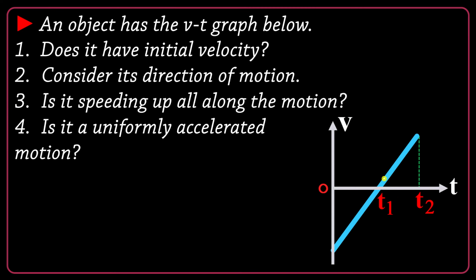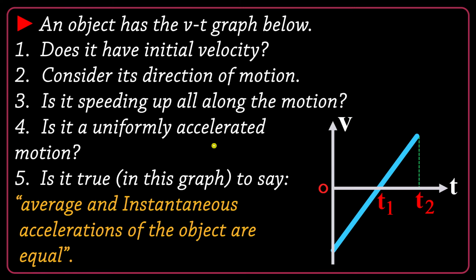Question 4. Is it a uniformly accelerated motion? Yes. Uniformly accelerated motion is another name for constant acceleration. Because the velocity time graph is a line, yes, acceleration is constant. So in other words, we can say it's uniformly accelerated. Is it true in this graph to say average and instantaneous accelerations of the object are equal? Yes, it is. Because the acceleration is constant. Constant because the velocity time graph is a line. So instantaneous and average acceleration must be equal.